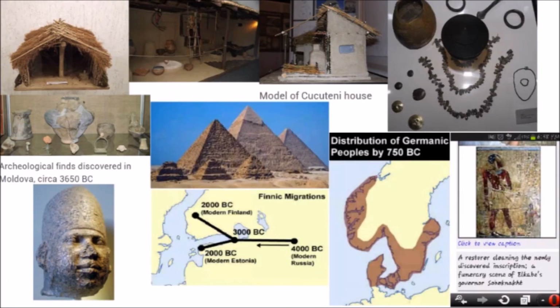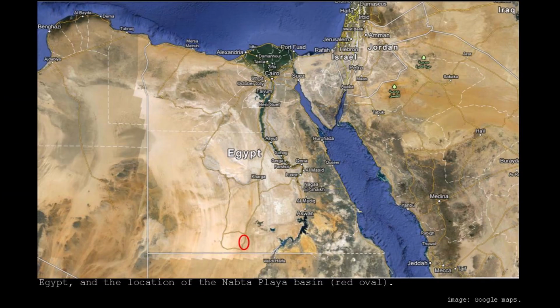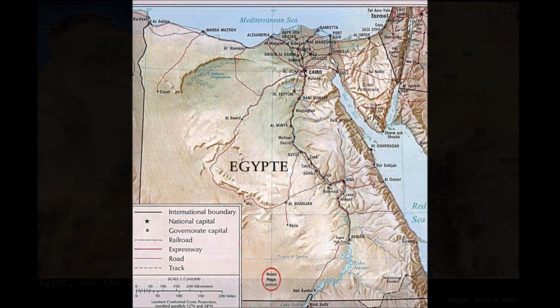We see the distribution of the Germanic peoples by 750 BC. We see they didn't get very far. And when we look at other migrations, none of this is pointing to Egypt. We don't need to spend too much time on European evidence. Let's move on back to Nabta Playa.